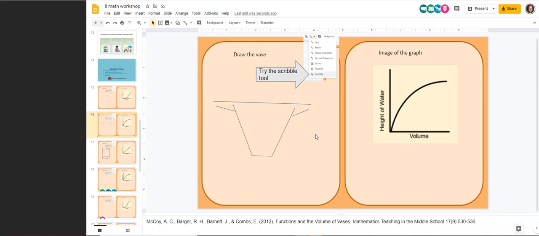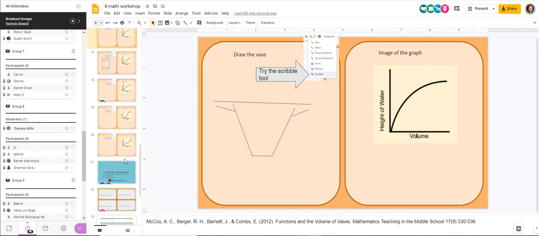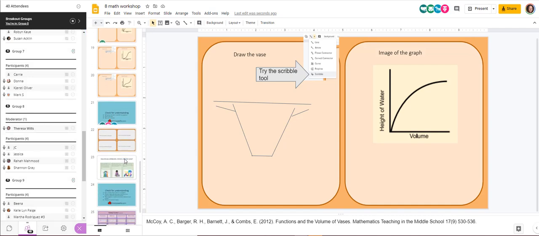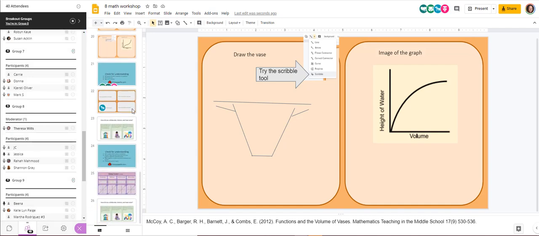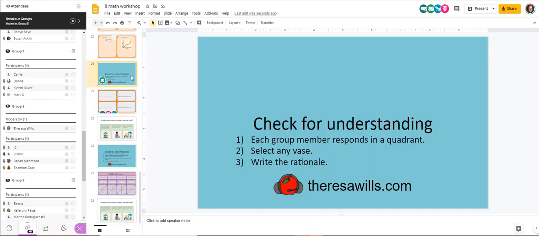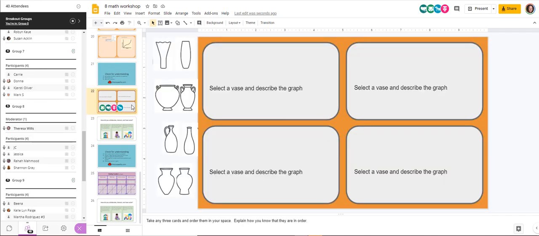This one's hard. Let's jump down to 21. Check for understanding. Select any vase, write the rationale. Oh, this is a continuation of what we just did. Mm-hmm. Yeah. And describe the graph. So folks, when you go into this one, it's an opportunity for each of you to respond. Each person gets their own section and you move your own vase. While you can see other people's responses, you have to apply that to your own situation, which is slightly different. Cool.